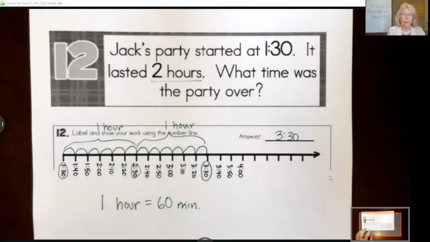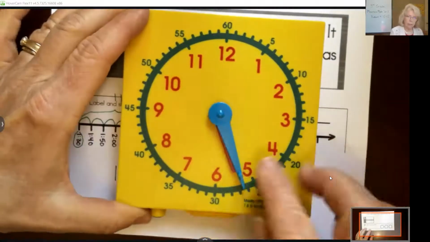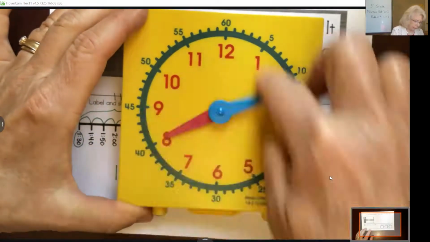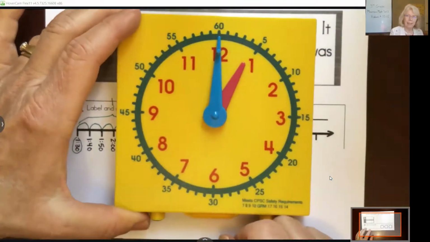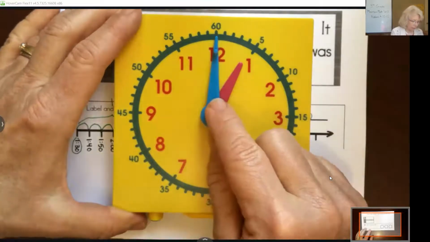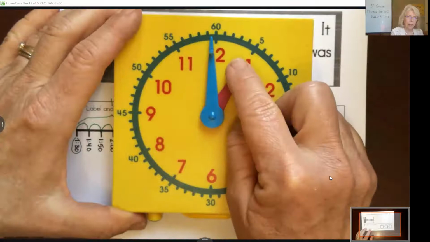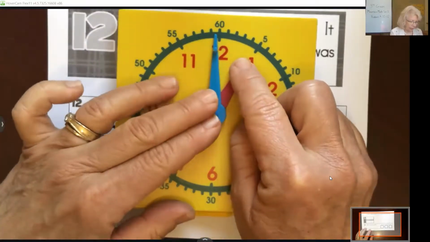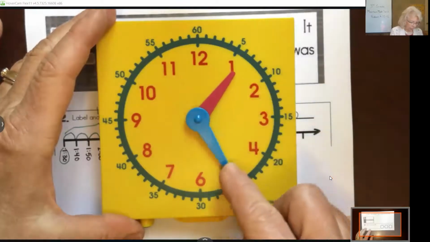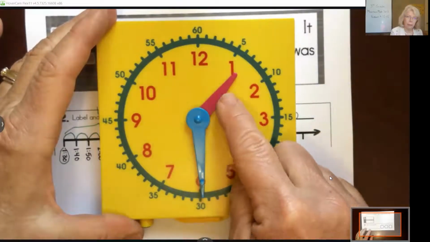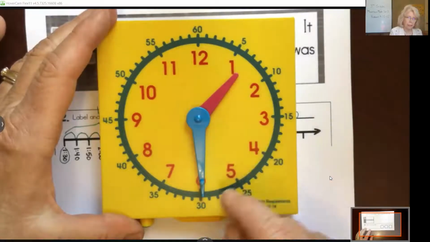Now let me show you that on my little clock, because sometimes that helps. So our starting time was 1:30. So let's just get to 1 o'clock. There we go. Okay, and now we need 1:30. So 1 o'clock is when the hour hand, which is the shorter hand, is on the hour, and the minute hand is straight up. As we go forward to 1:30, which is down here, notice our hour hand moves a little bit. That's okay. It's past 1, but it's not yet 2.